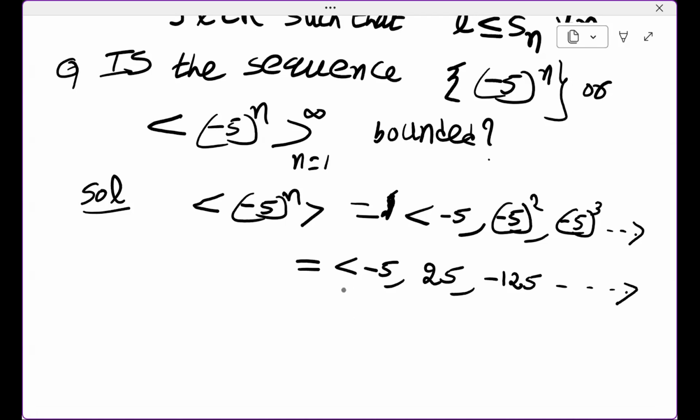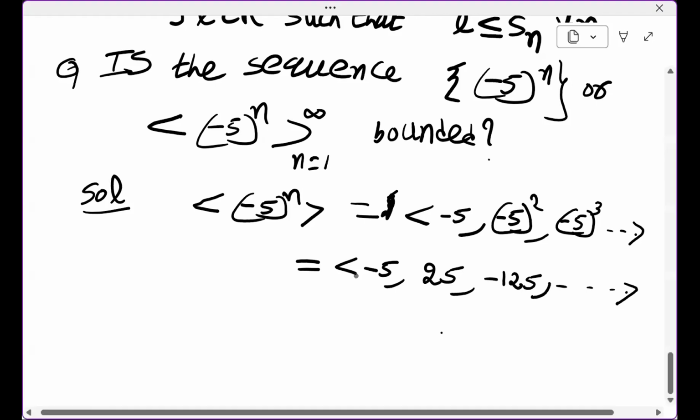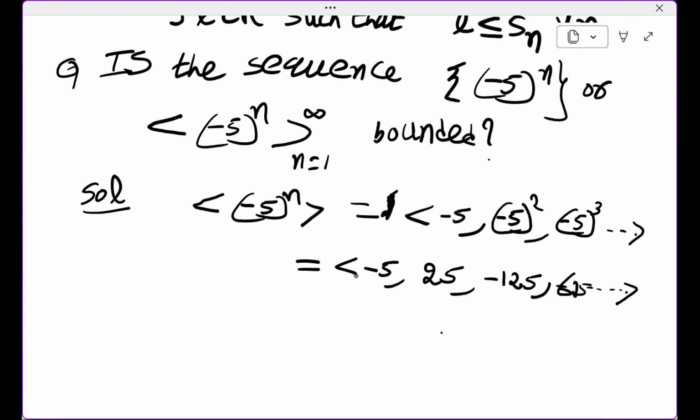So let us see if it is having a lower bound or upper. Just I asked the question, is it bounded? Bounded means it should be bounded below as well as bounded above. So for bounded below, we want to find out the lower bound. Is there any least member in this or not? We want to find out. What will be the next one? -5 whole power 4. That is 625. And so on. How to get the lower bound and upper bound for this?